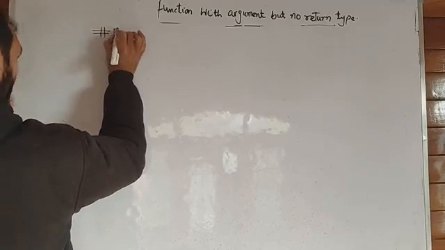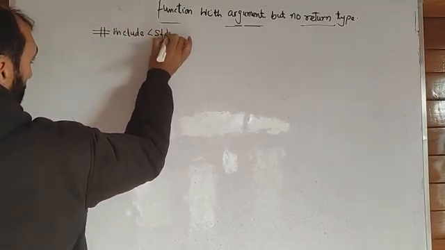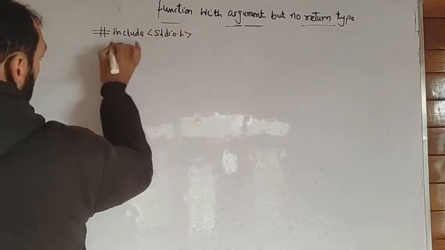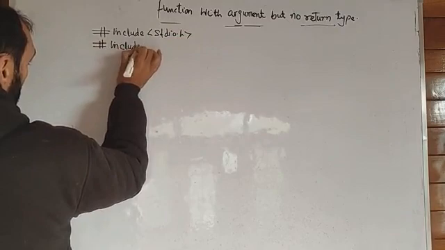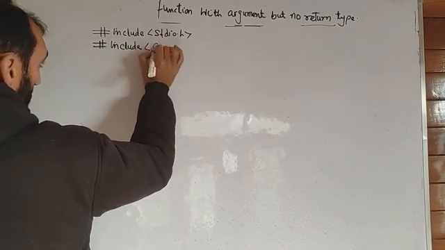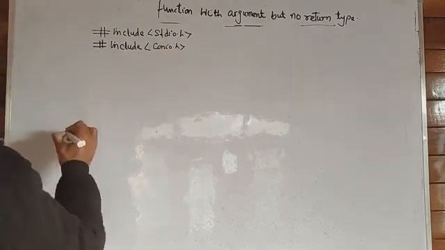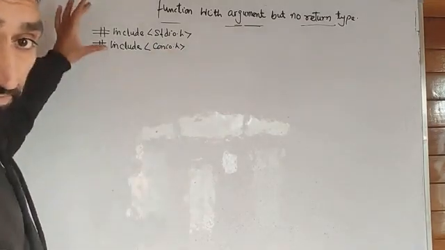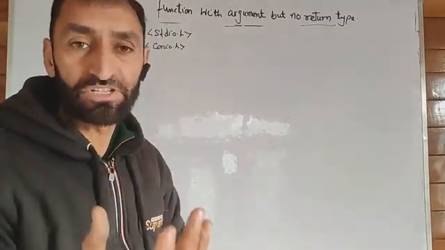Hash include stdio.h, hash include conio.h, and after that, after inclusion of the header files, we will write the function definition, or we can say a function declaration.